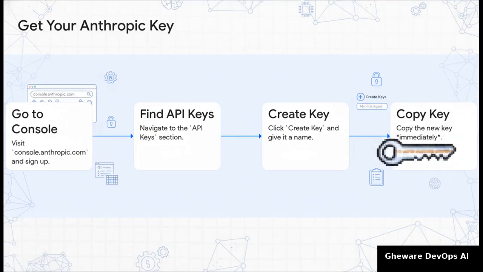So open up your web browser and head over to console.anthropic.com. You might need to sign up for an account if you don't have one yet. Once you're logged in, look for the section called API Keys. Click Create Key, and maybe give it a name you'll remember, like My First Agent.